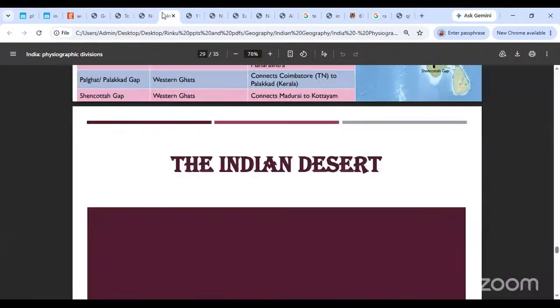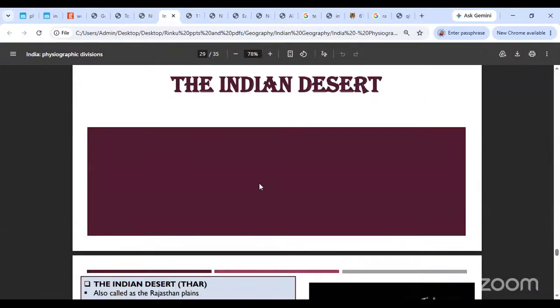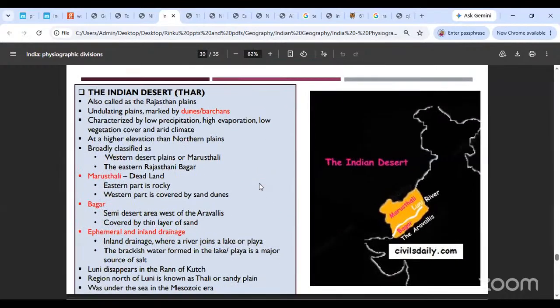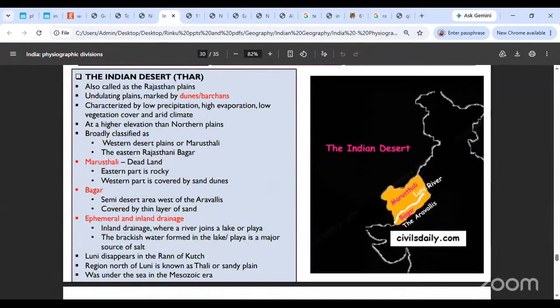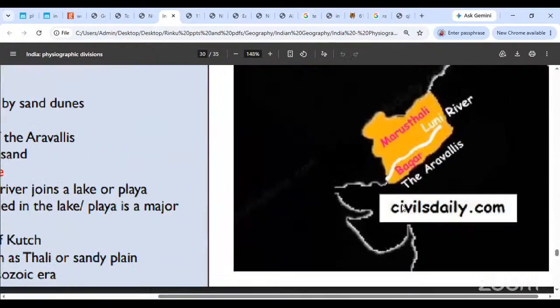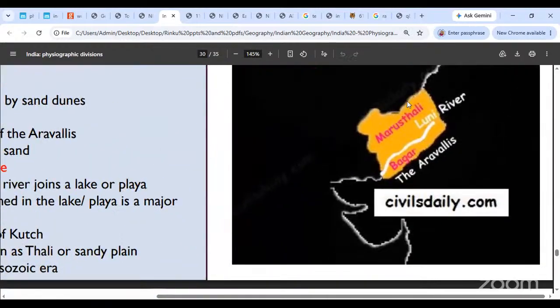Okay, no problem. Moving on to the Indian desert. When you are talking about the Thar desert, one important feature over here is going to be the Marusthali. Okay, divide the desert into two parts. The yellow colored desert that you can see, you divide it into 2 parts. And it lies entirely to the west of the Aravallis.